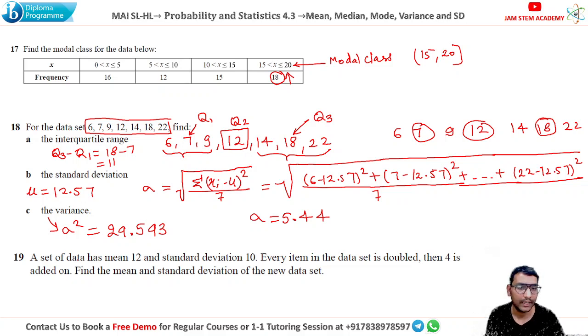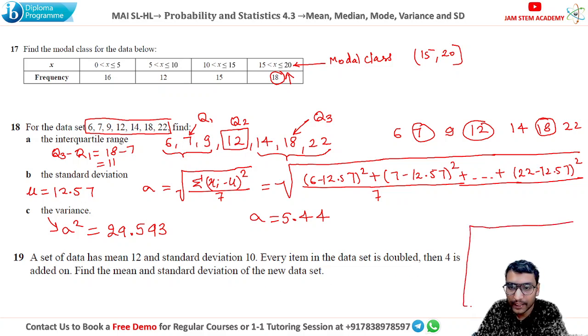Next problem says a set of data has mean 12 and standard deviation 10. Every item in the data set is doubled, then 4 is added. What is the mean and what is the standard deviation? This is about how addition or multiplication by a constant number affects the data set. I'll tell you: if the changes are like this, originally data was in x, later we wrote it as ax plus b. Instead of x, we multiply it by a and add a number b to it.